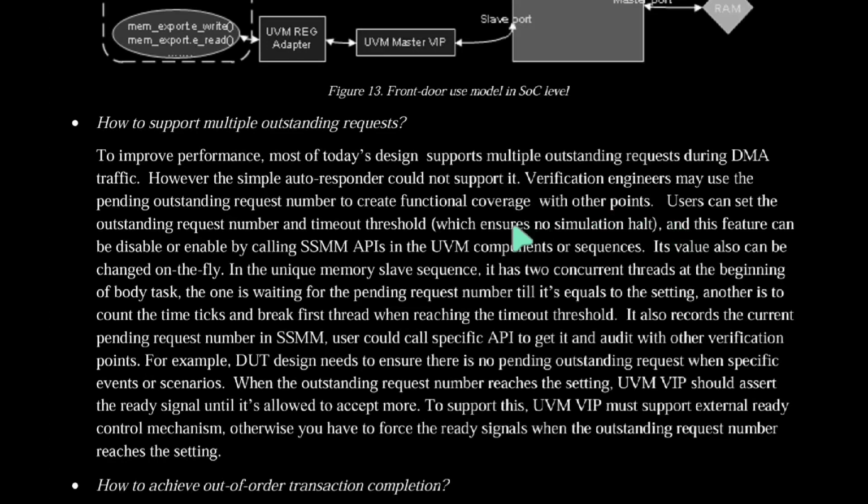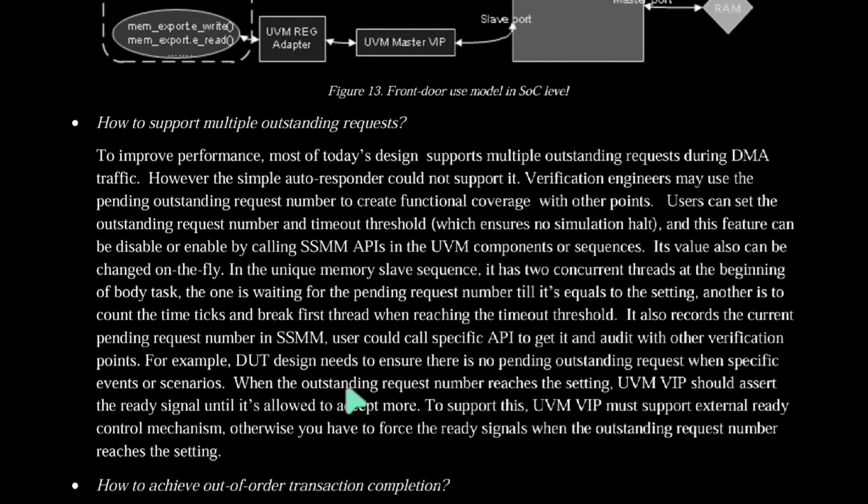In the unique memory slave sequences, it has two concurrent threads at the beginning of the body task. One is waiting for the pending request number till it's equal to the setting. Another is to count the time it takes and break the first thread when reaching the timeout threshold. It also records the current pending request number in the SSMM. User could call specific APIs to get it and audit with other verification points. For example, the DUT needs to ensure there is no pending outstanding request when a specific event or scenario occurs.